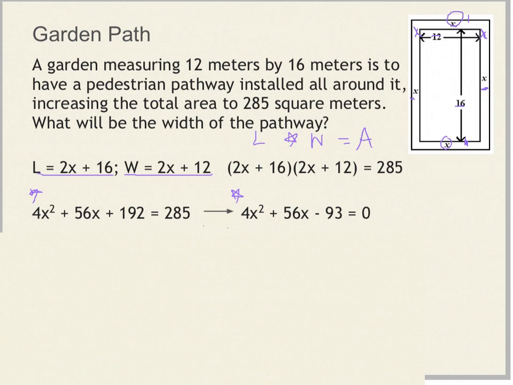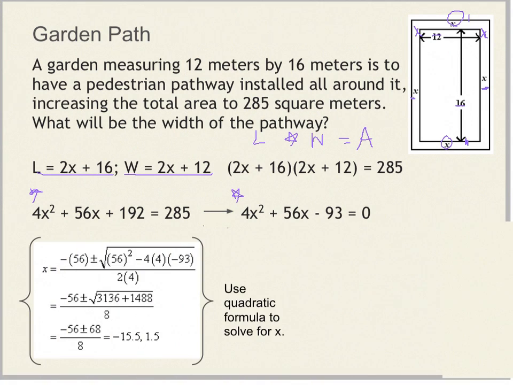And looking at 4x squared plus 56x minus 93, I'm not sure if I want to attempt factoring it, and indeed I'm not sure if it's even factorable. And so this is an instance where I would like to use the quadratic formula. Using the quadratic formula, you can see that x equals the opposite of b, negative 56, plus or minus the square root of b squared minus 4 times a times c. There are some rather large numbers to work with, but in the end, we end up with a negative 56 plus or minus 68 divided by 8.